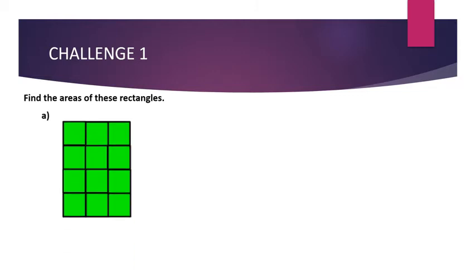Let's start our work. Challenge 1. Find the area of this rectangle. I am doing part A from your book. This is a rectangle. You can see how you can count its length and width. You can do it by yourself like this. Here 1, 2, 3, and here 1, 2, 3, 4. It means that this is its length and this is its width. So it is 3 centimeters and 4 centimeters.